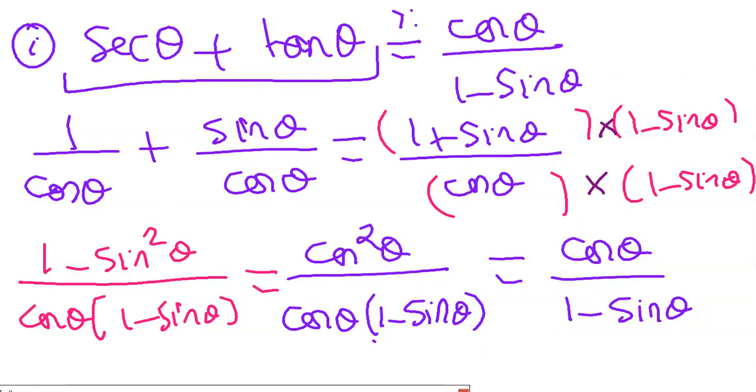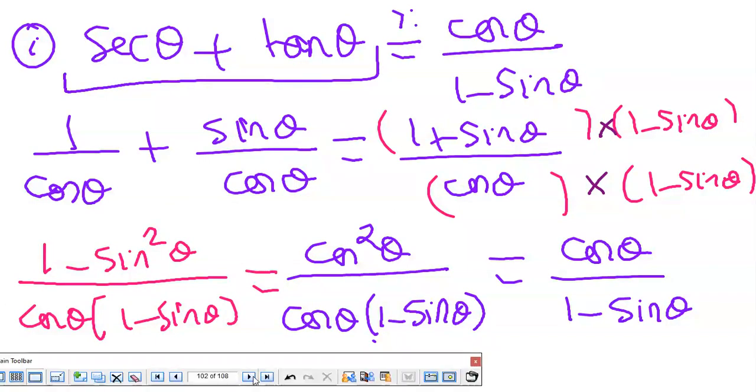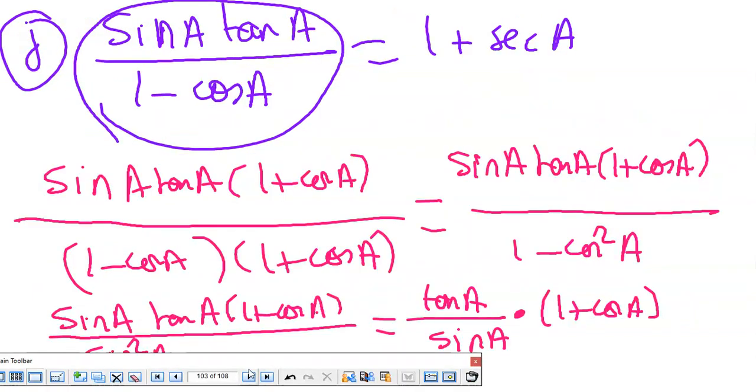Guys, you will see, you will say, how can I reach it? How can I think about that? Guys, when you are practicing, you will do it. Don't worry. Now I have sine A tangent A over 1 minus cosine.